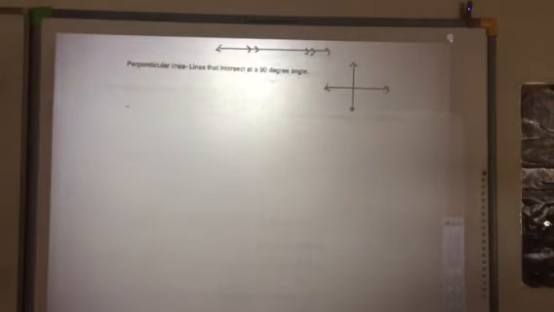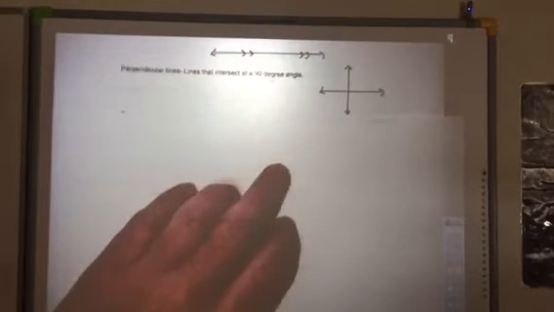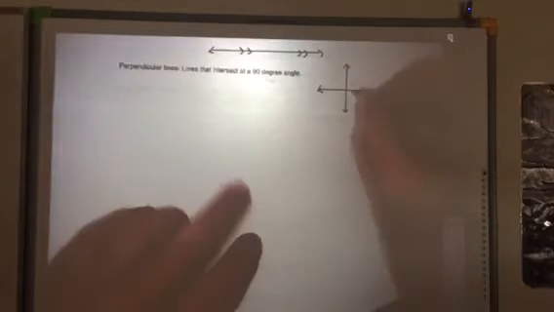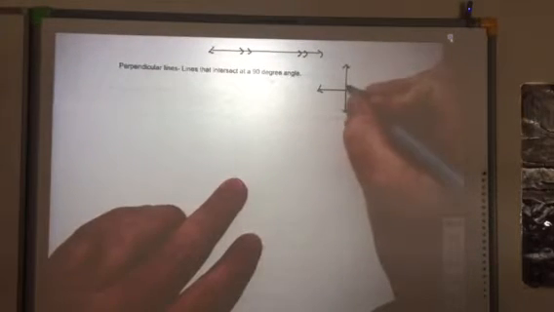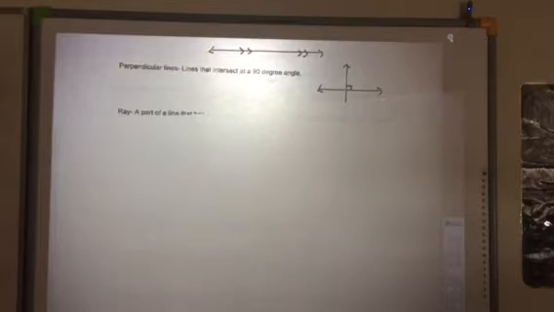Perpendicular lines. Perpendicular lines intersect at 90 degrees. And if something's perpendicular, they'll put the 90-degree mark in there for you. So that little square means 90 degrees. That means those lines are perpendicular.